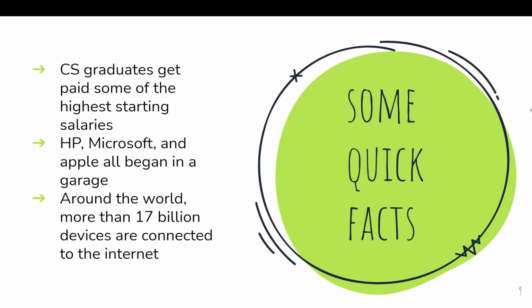And around the world, more than 17 billion devices are connected to the internet. That's a huge amount of devices. Imagine if we didn't have computer science, those 17 billion devices would not exist. They would not connect to the internet, and people would not be able to communicate. Imagine how much is relying on those 17 billion devices.